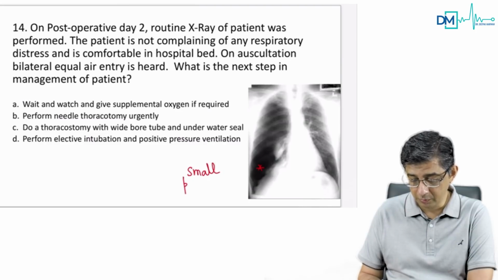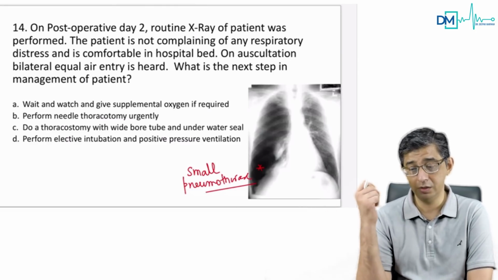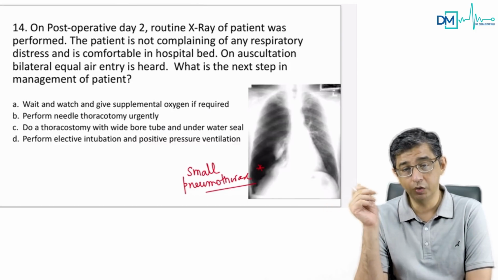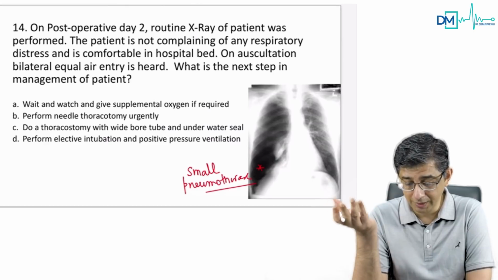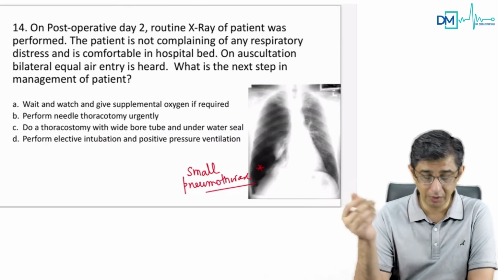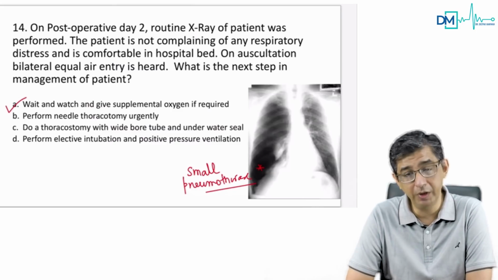Now, why did he have a small pneumothorax? That could be a complication that could be occurring because of maybe anesthesia related complications when he was being ventilated artificially following a general anesthesia. So if a person is having a small pneumothorax and there is no distress, what would you do? You would just monitor the patient. So the correct answer would be a wait and watch and a supplemental oxygen.